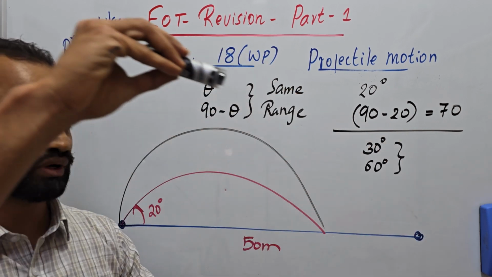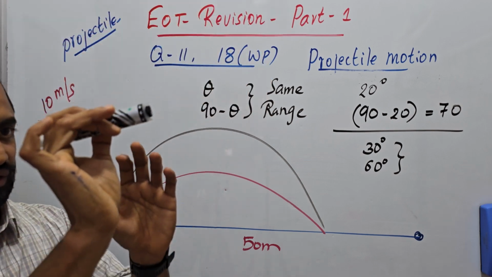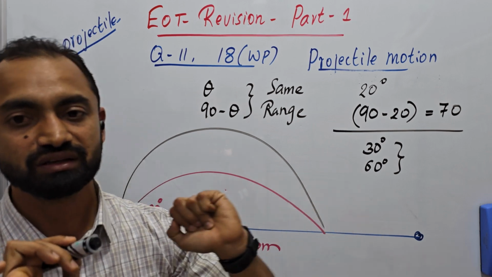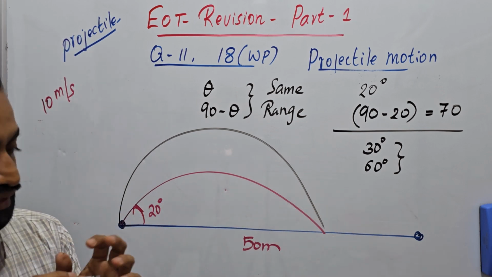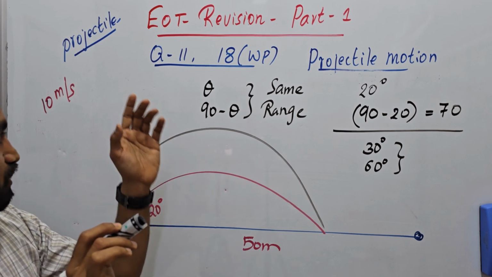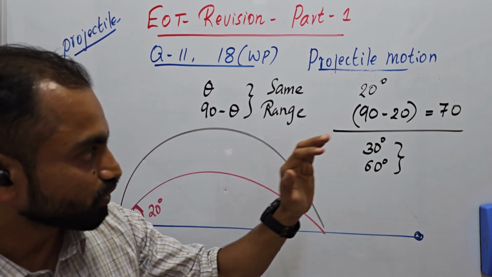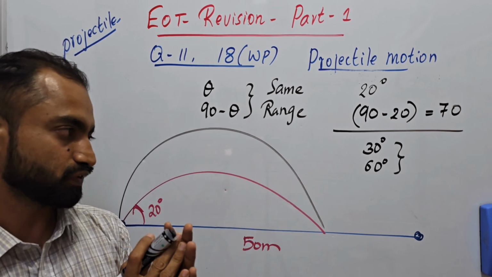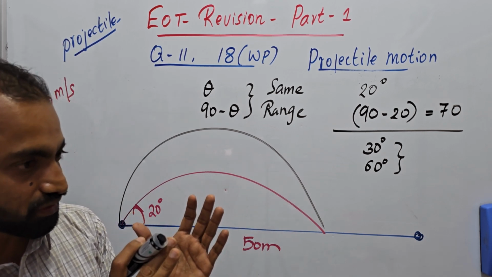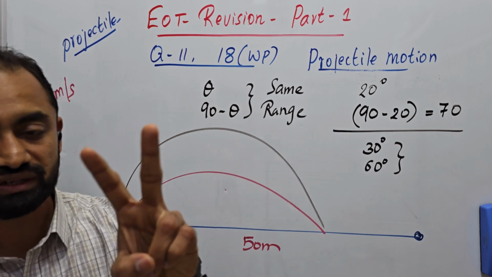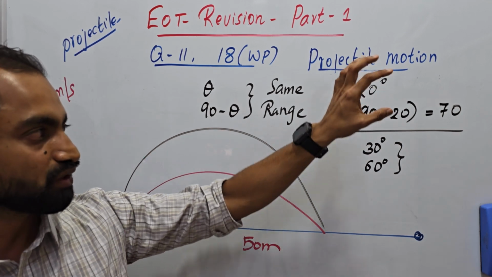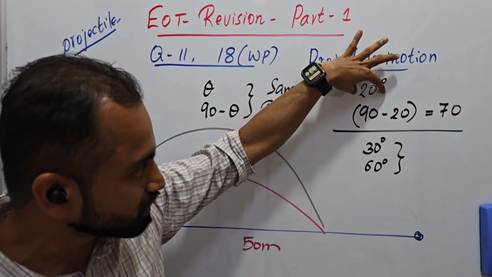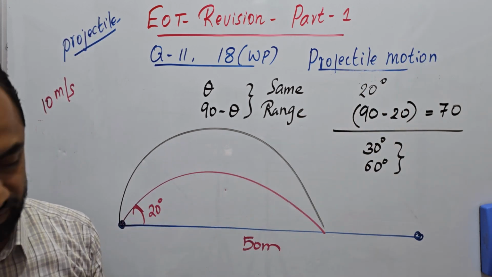Okay, you are throwing this marker, this object, with a speed of 10 meter per second at an angle of 20 degree, and it is traveling 50 meter. Then if I throw the same marker with the same speed at an angle of 70 degree, it will travel the same distance, 50 meter. The object will travel the same distance for two different angles. What are the different angles? The angle and 90 minus that angle. If it is 20 degree, then 90 minus 20 is 70.